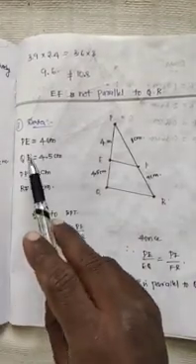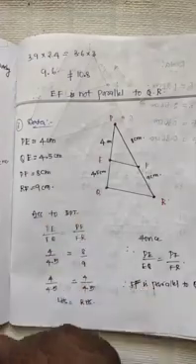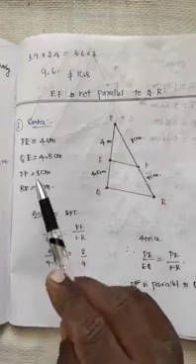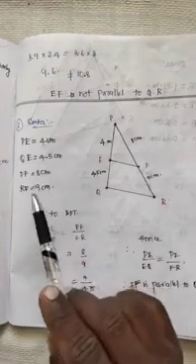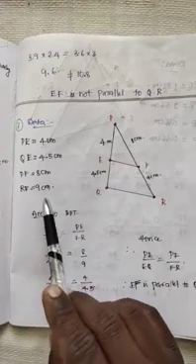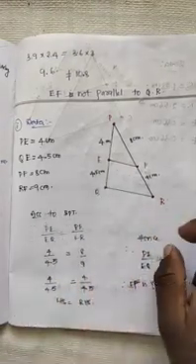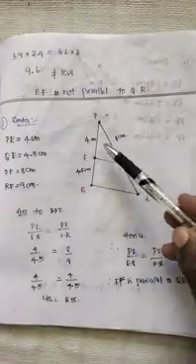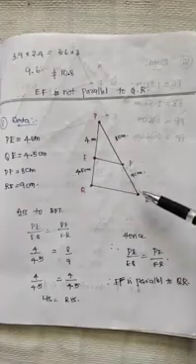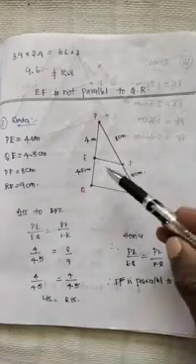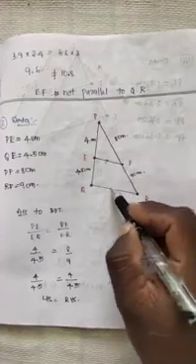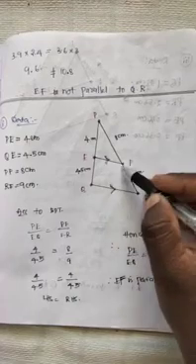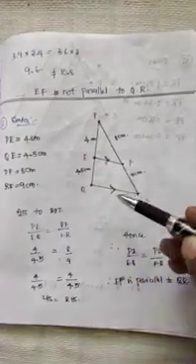Here PE is equal to 4 centimeter, QE is equal to 4.5 centimeter, PF is equal to 8 centimeter, and RF is equal to 9 centimeter. So this is the required figure. E is the midpoint of PQ and F is the midpoint of PR. The straight line EF is parallel to QR. We need to check whether the straight line EF is parallel to QR or not.